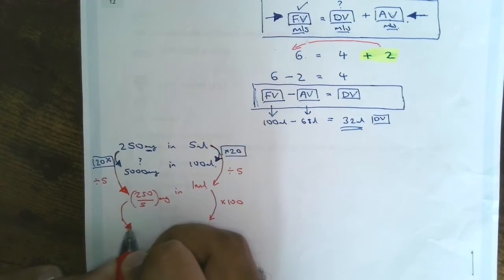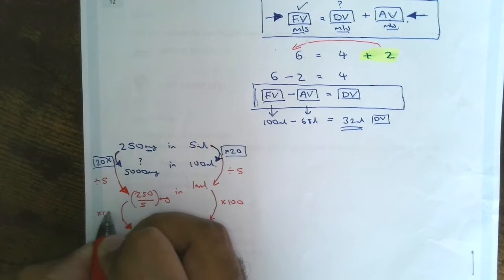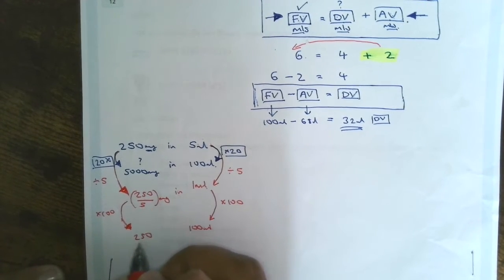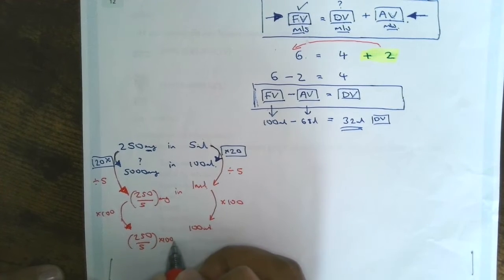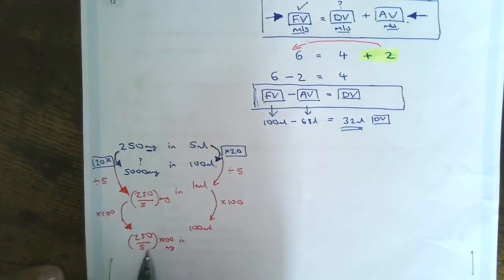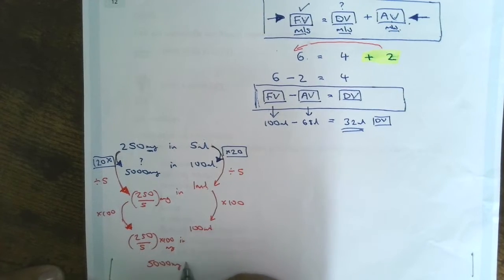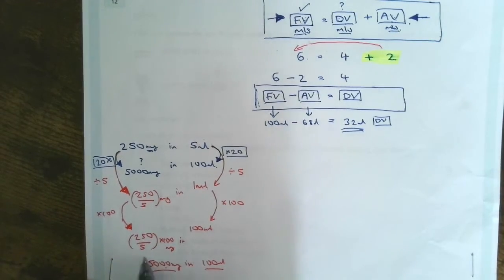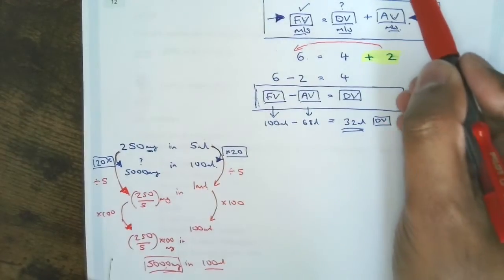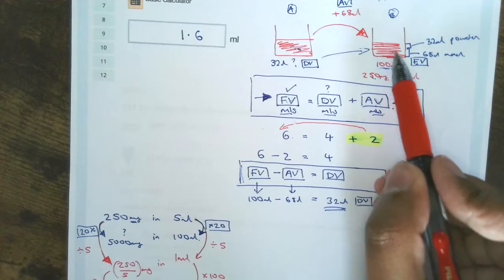So let's do that now. Times by 100. So 250 divided by 5 times by 100 will tell us the number of milligrams in 100 mil. And that is the answer, 5,000 milligrams in 100 mil. So that's the number of milligrams of powder that is in the final solution B up here.